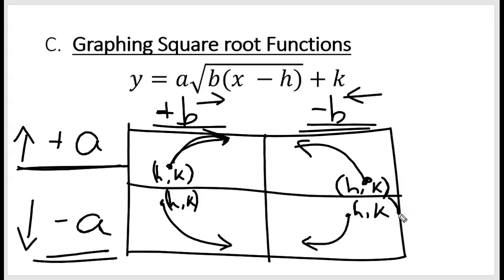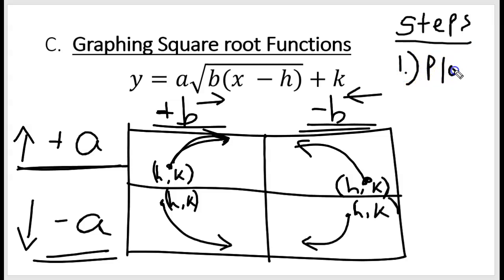So basically, to graph a square root function, the first thing you're going to do is plot the starting point. And then based on the A and B values, you're going to pick the correct shape.